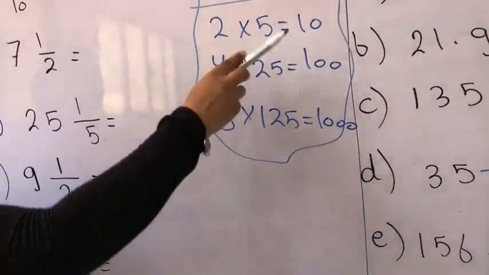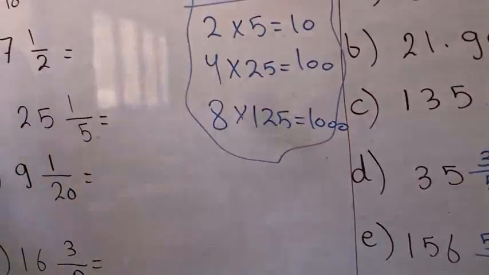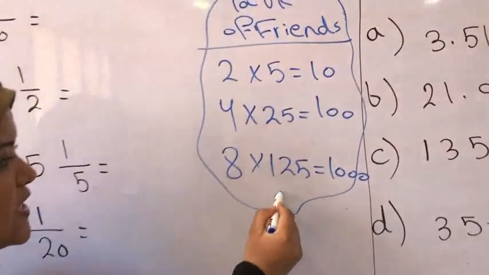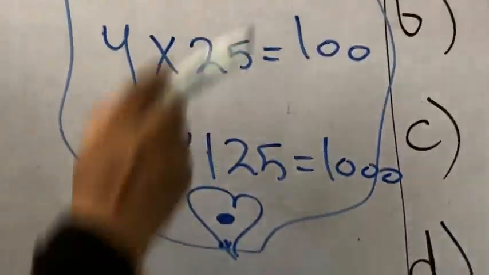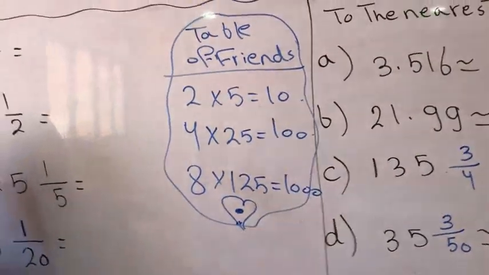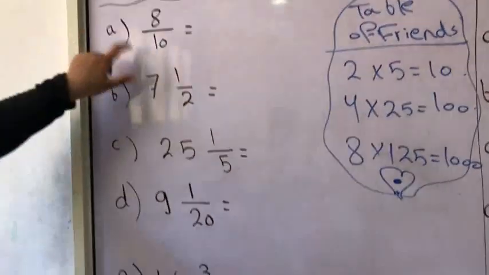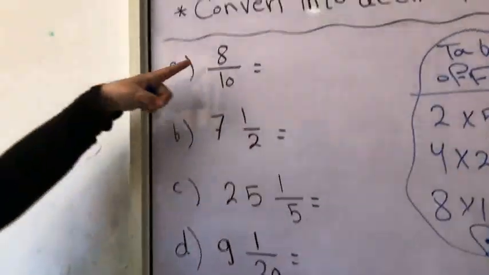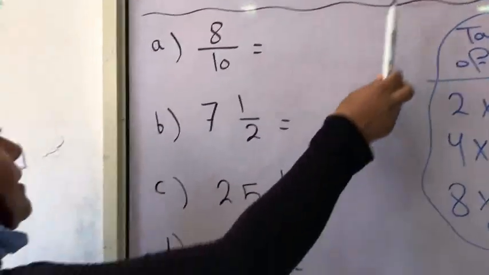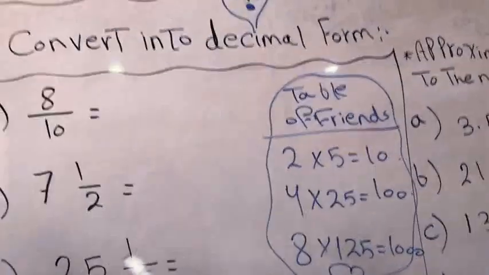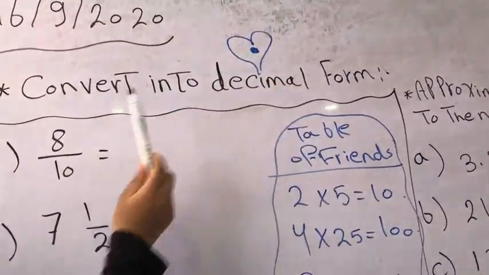Miss, why do we search for 10, 100, 1000? Because the decimal point takes its order only from 10, 100, 1000, 10,000, and so on. So here I want to convert this fraction into decimal form. Again, what's the meaning of decimal form?